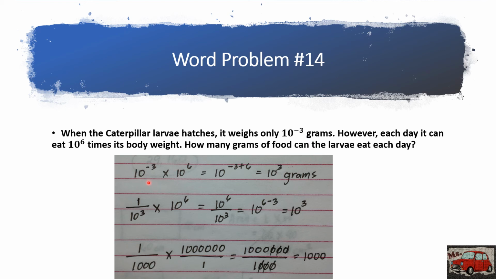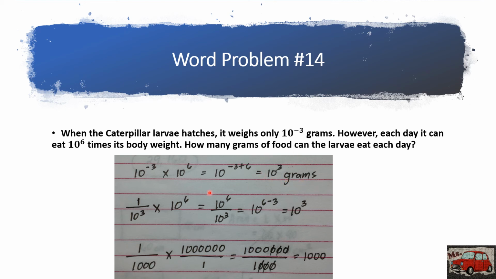So, 10 raised to negative 3 times 10 raised to 6. Diba yung rule natin, when we multiply exponents, we just need to add them. So, 10 raised to negative 3 plus 6. And the answer for that is 3. Tama? Kasi negative yun, 3. So, plus 6, that's 3. So, the answer now is 10 cube grams. Yan yung nakakain niya sa isang araw.